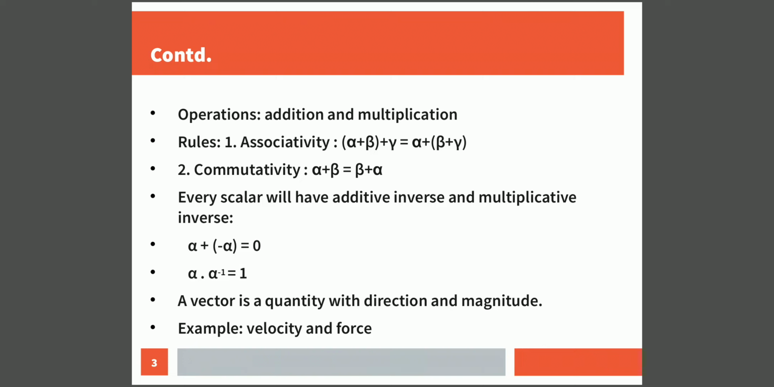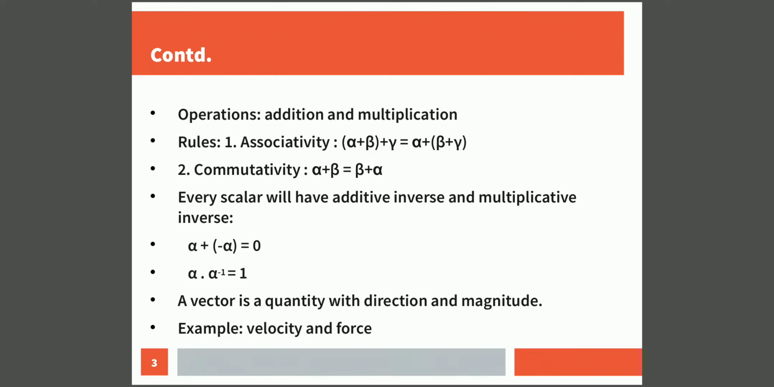The first rule is the associativity rule. It can be defined as: if we consider alpha, beta, gamma as scalars, then whether we perform the addition operation on alpha and beta first, or on beta and gamma first, it's one and the same. So we can write the associativity rule as alpha plus beta plus gamma equal to alpha plus (beta plus gamma), with brackets on beta and gamma.